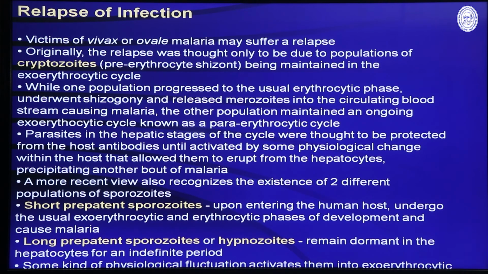In the case of the short pre-patent sporozoites, upon entering the human host, these sporozoites undergo the usual exoerythrocytic and erythrocytic phases of development that cause the malaria. Whereas the hypnozoites, or the long pre-patent type, remain dormant in the hepatocytes for an indefinite period. This is very important: the hypnozoites remain dormant within the liver cells, and if not treated, the sporozoites will be liberated from these liver cells and a fresh bout of malaria will occur.